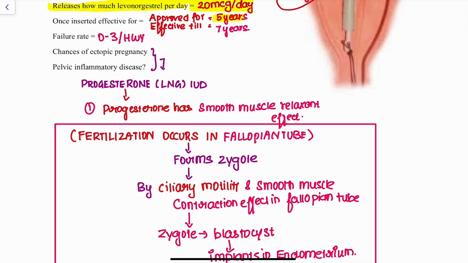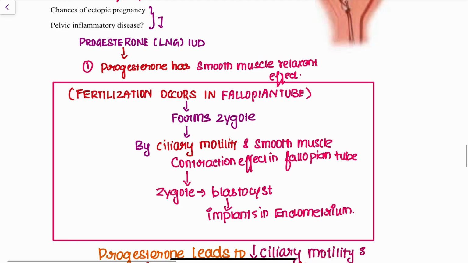It is the hormone progesterone. And which generation of progesterone is it? It is the second generation progesterone, that is the levonorgestrel. There might be a confusion here. The generation of the IUD is third generation, but the generation of progesterone is second generation, that is levonorgestrel. So progesterone basically has a smooth muscle relaxant effect.